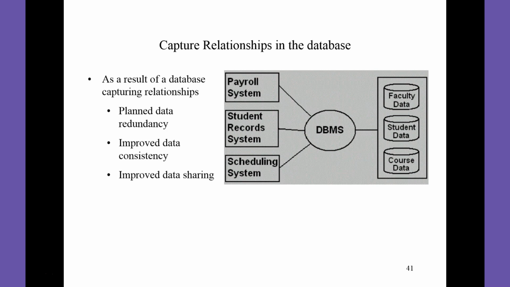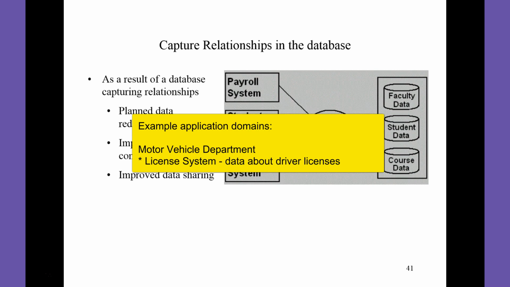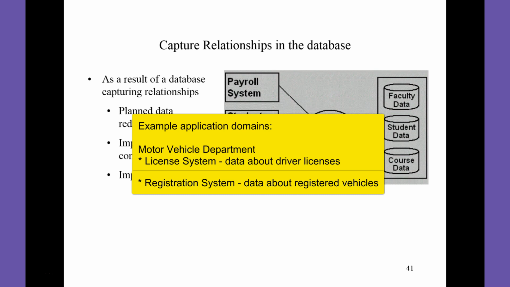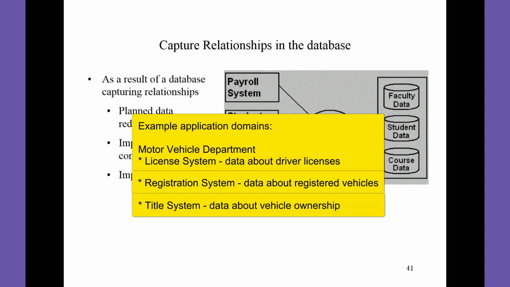Let's consider an example. The Department of Motor Vehicles. And I think I just heard moans and groans. That's not an exciting place. But if you go to the Department of Motor Vehicles, there's a license system which contains information about driver's licenses. There's a registration system that contains information about vehicle registrations. And there's also a title system associated with vehicle ownership. As three independent systems, there's a lot of overlap in the data captured in these systems.